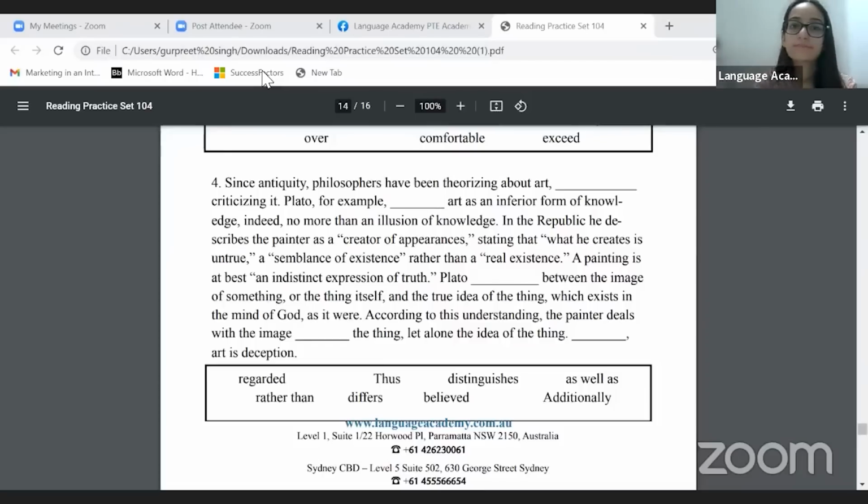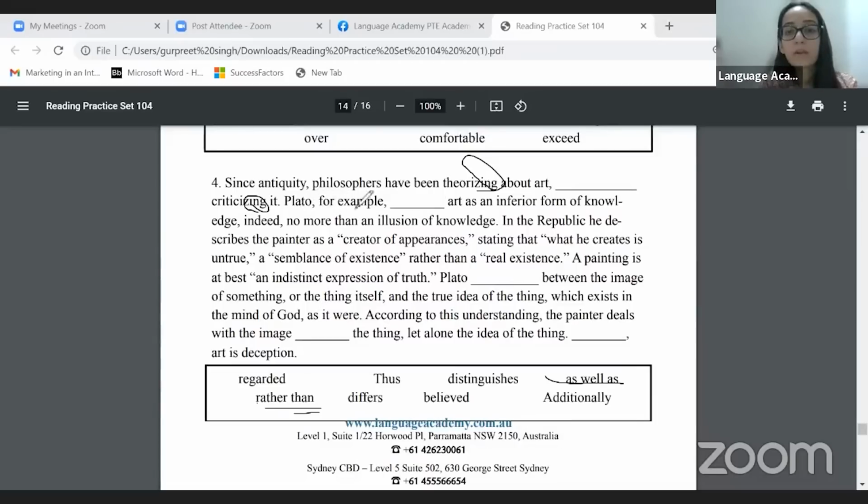All right, should be done. So the first one says, since antiquity philosophers have been theorizing about art, dash criticizing it. So both are ing forms of verbs. That means we have to connect these two things together. They have been theorizing about art, and we can go with rather than criticizing it. Let's say if we don't know the meaning of theorizing, then you could think that rather than is also right, as well as is also right. As well as will be going if we are on the same side, and rather than is when the two things are opposite. If we don't know the meaning, we can consider both as our options and see if we need one of them at the other blank, and then this can be sorted.